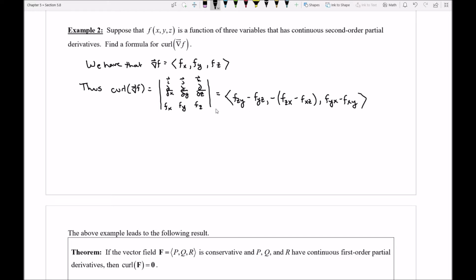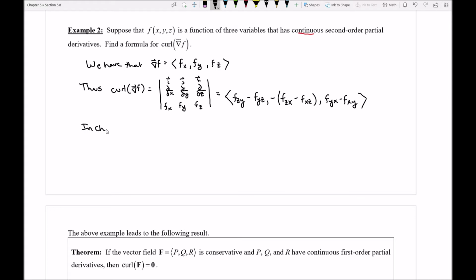Now, since I am able to calculate this, I could potentially stop here in that I have what the curl is, but I'm going to attempt to simplify what's listed here using some important facts about what we know if we have a function that has continuous second-order partial derivatives. Now, what I might actually recall is something from way back in Chapter 3.